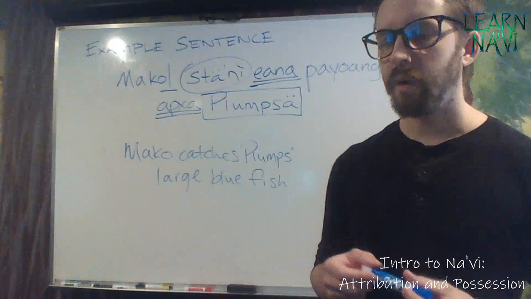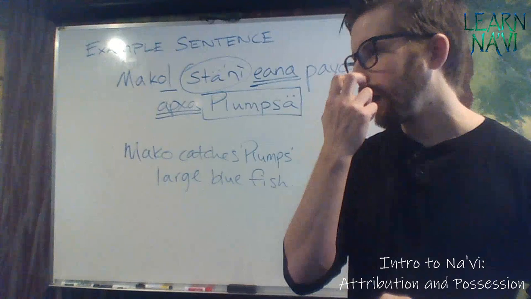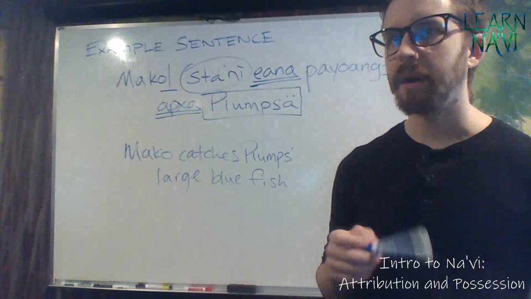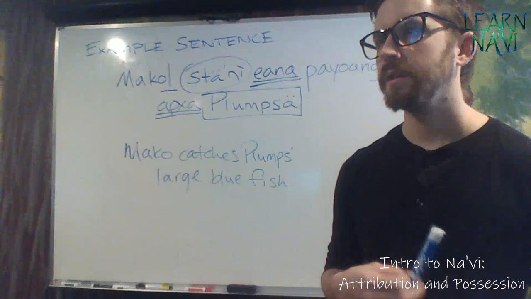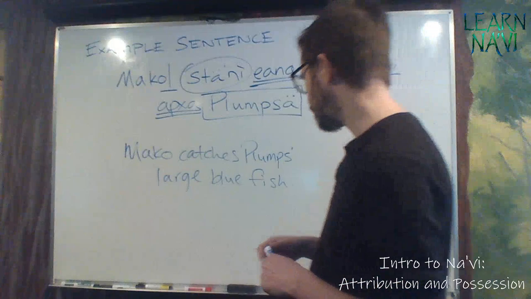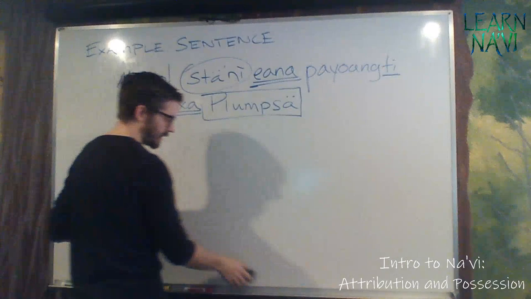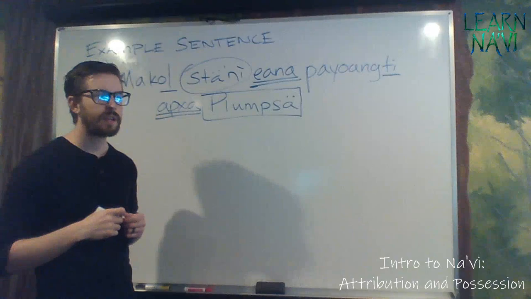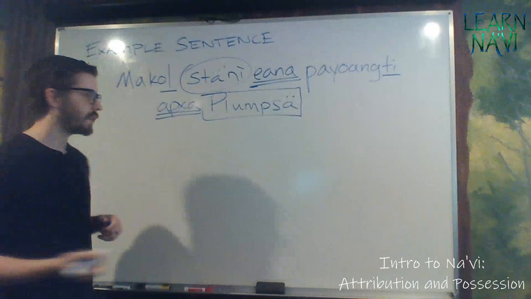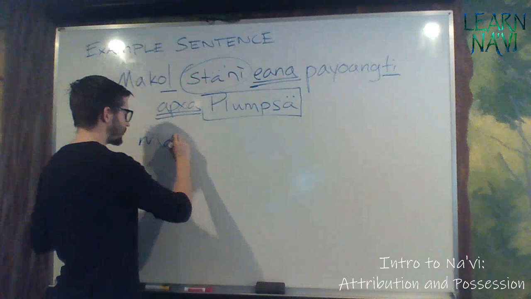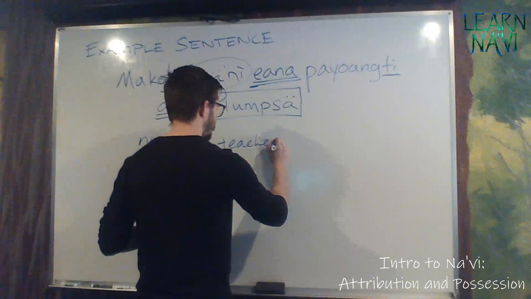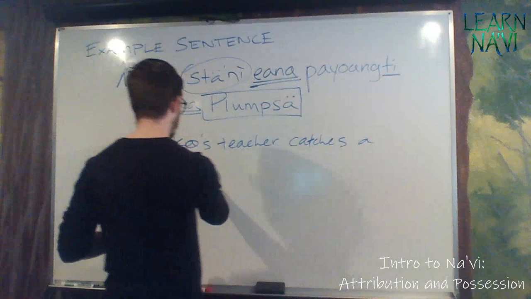If you wanted to say something like Mako's teacher caught the blue fish, I would want to arrange that sentence a little bit differently for clarity. And that's where the limited free word order comes into play, is we're able to use the structures that we have at our disposal in order to change the way that things are being said. So, Mako's teacher, let's see, I'm going to write this out in English first so that I know what I'm working with. Teacher catches a large blue fish.